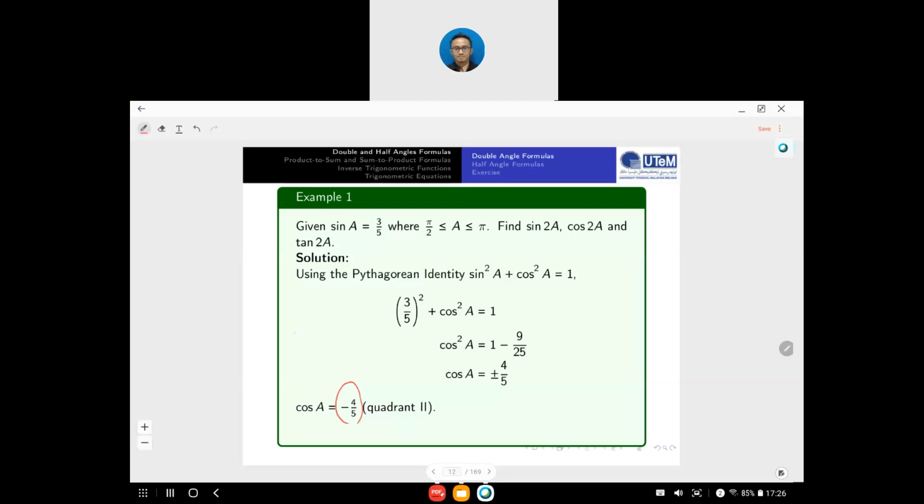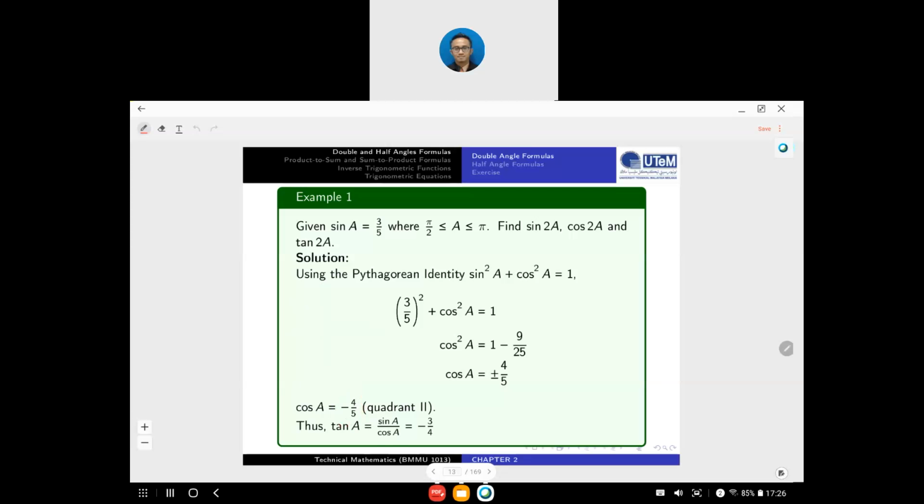Why negative 4 over 5? Because it lies in the second quadrant. We know that in the second quadrant, cos must be negative. Dekat second quadrant hanya sine sahaja positif, so you must choose the negative value. Since you already have cos A, we can find tangent because tangent equals sine A over cos A. Sine A equals 3 over 5 and cos A equals negative 4 over 5. You simplify this and you get negative 3 over 4.